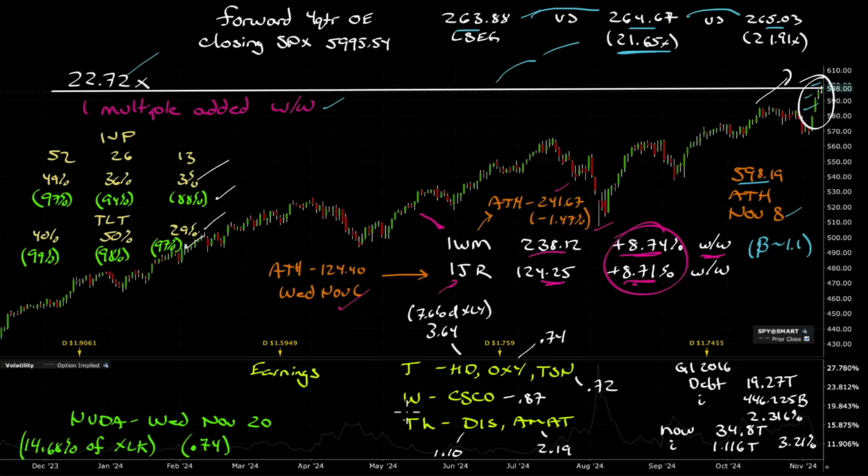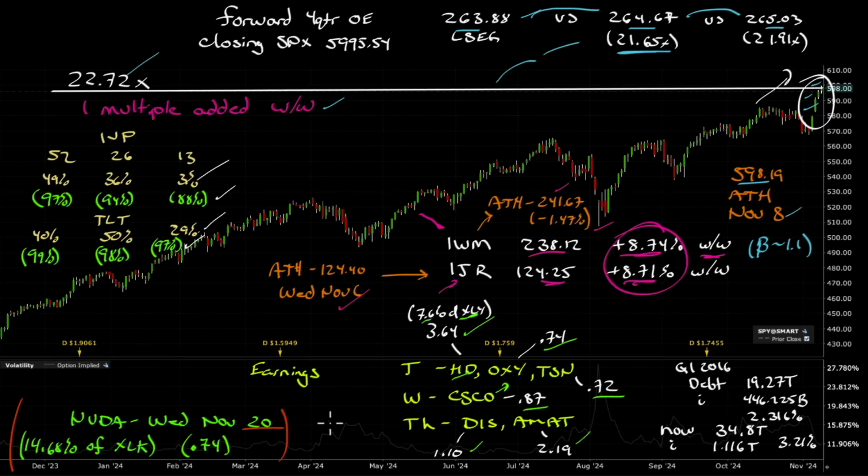We have earnings this week. There are more companies than this, but I just put the interesting ones down. Home Depot on Tuesday, 7.6% of the XLY. Expectation is 3.64 EPS. Oxy, expectation is for 74 cents. Tyson Foods, expectation at 72. Wednesday, Cisco, which has a big presence in cybersecurity, 87 cents. Disney $1.10 on Thursday. Applied Materials $2.19, and the king of it all is Nvidia.